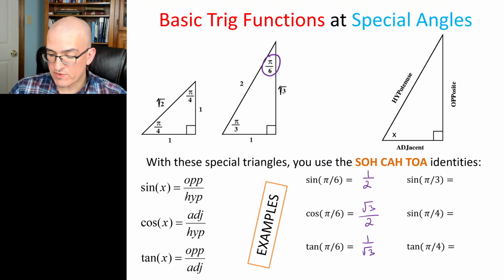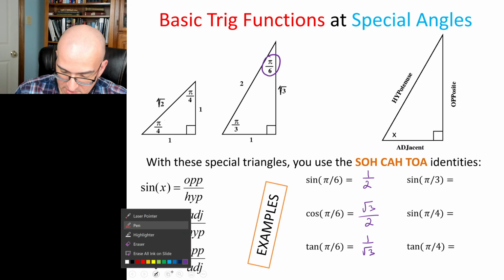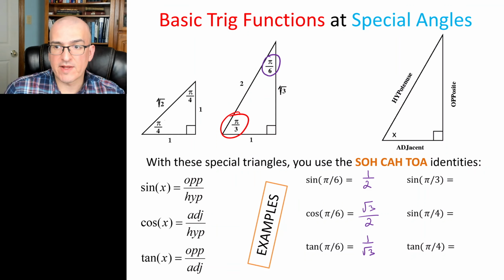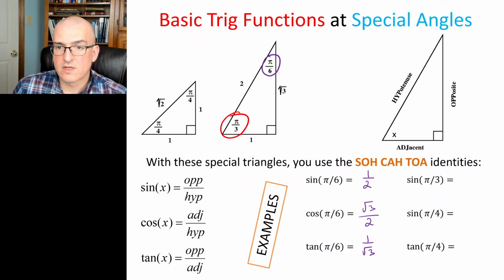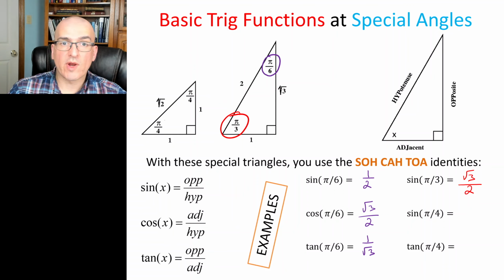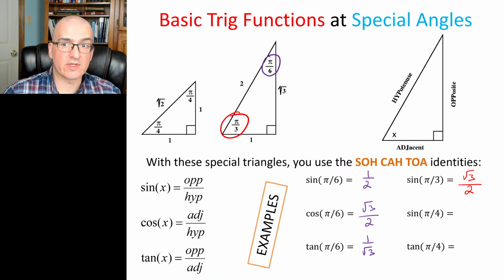Now, when we move to a different angle, we have to change our reference. So sine of pi over 3, I'm going to label that as a reference angle now. I'm going to circle it in red. Sine of pi over 3 is the opposite over the hypotenuse. So opposite pi over 3, not opposite pi over 6, opposite pi over 3 is root 3. And the hypotenuse is 2. So you have to keep track of what angle you're referencing and change the labels of which things are opposite, which things are adjacent accordingly.